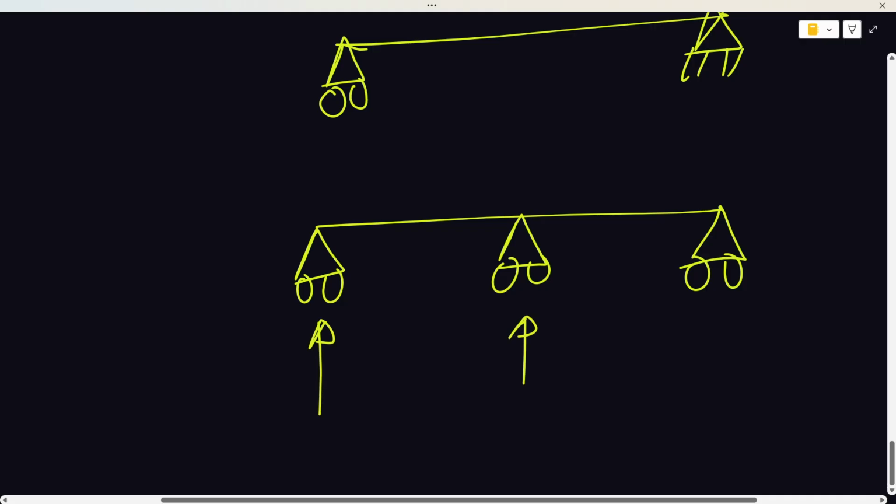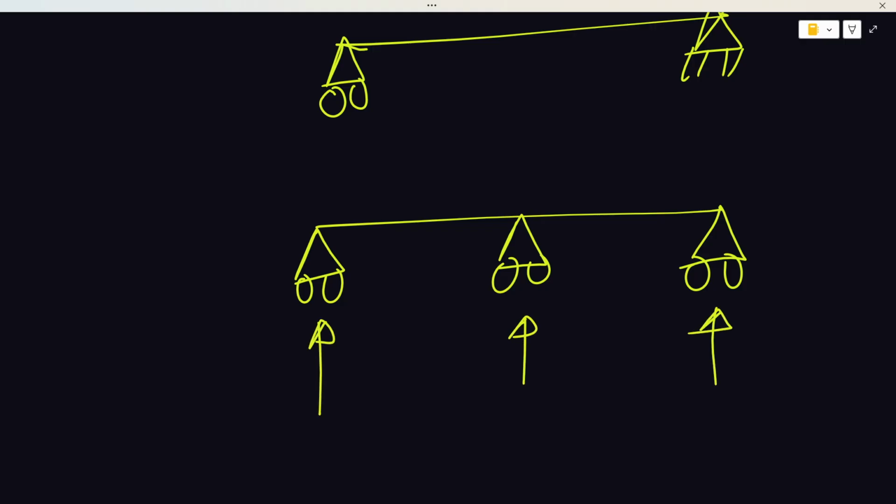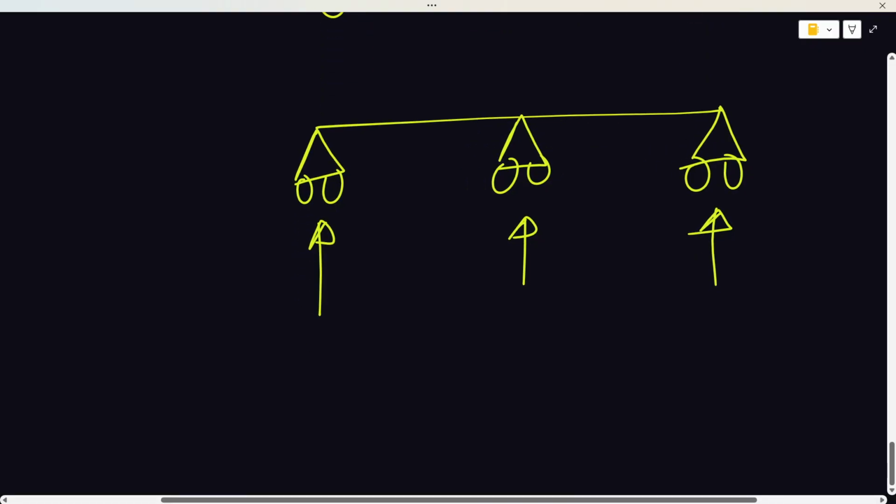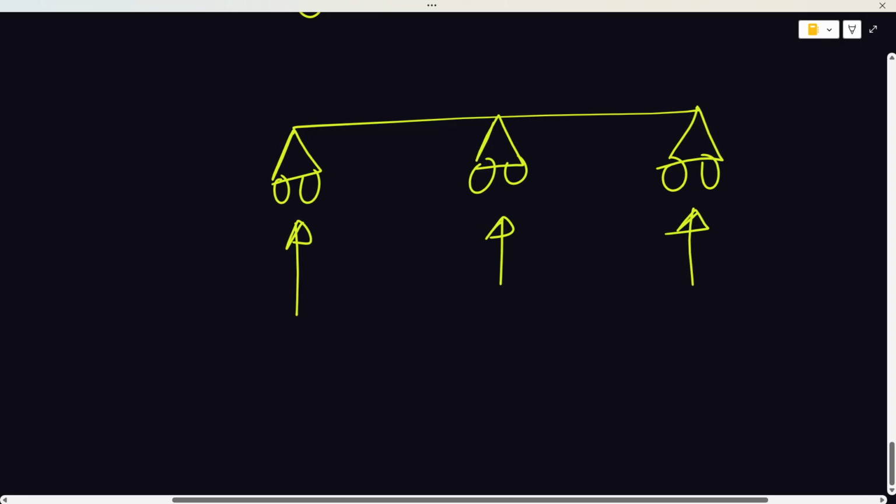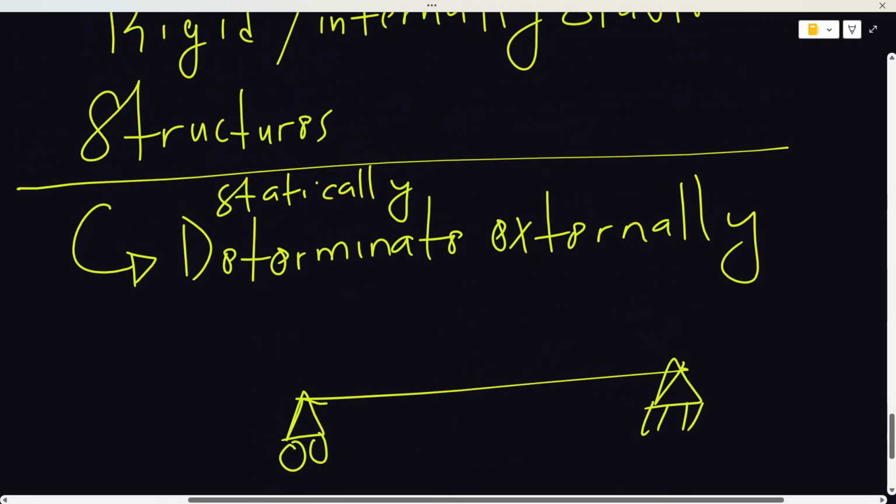1, 2, 3. This is a statically determinate, that is externally, of course, it's a rigid structure, but it is a mechanism in the sense that it is geometrically unstable.